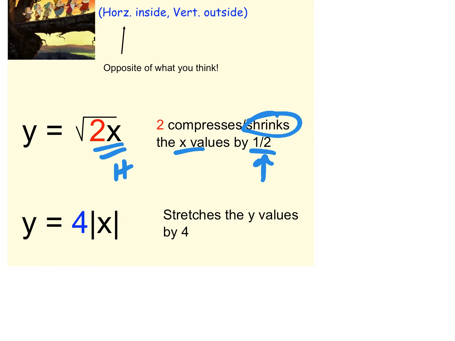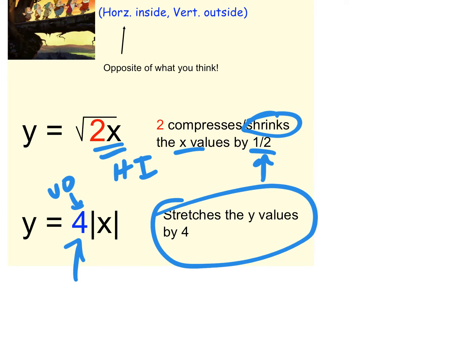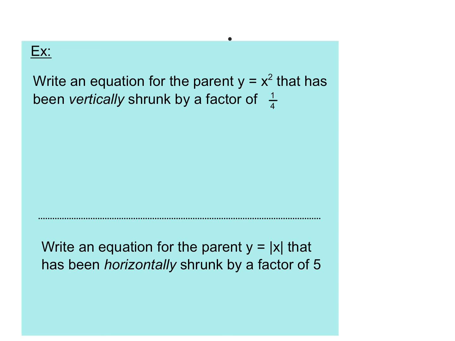This is horizontal on the inside. That's on the outside. So I hope you know the opposite. Horizontal's on the inside, vertical on the outside. And this seems like it would be 4 times as big, and it is, because you can trust the stuff on the outside.